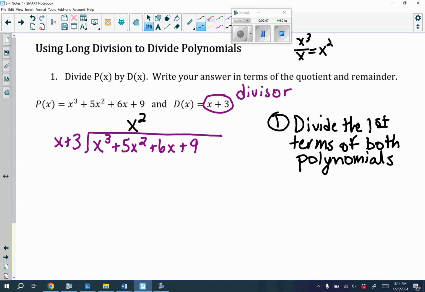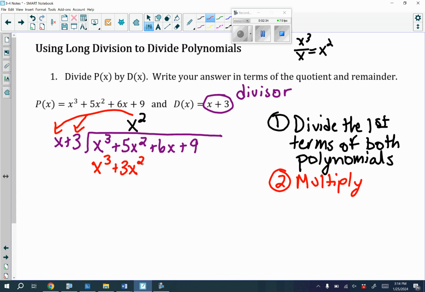Now the second step is to multiply. We take this x squared and multiply it by every term on the outside of our division bar. So I do x squared times x, which gives us x cubed. Notice that we match the very first terms. Then I do x squared times 3, which gives me plus 3x squared.